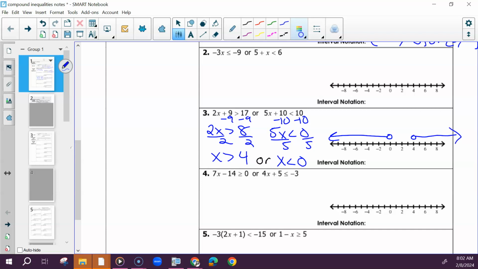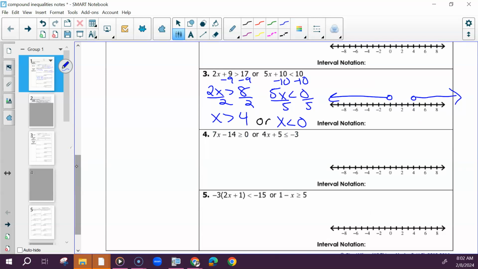And then we would write that in interval notation like negative infinity, parentheses, to 0, parentheses. Then the word or. Parentheses, 4 to infinity, parentheses. Questions on that one?